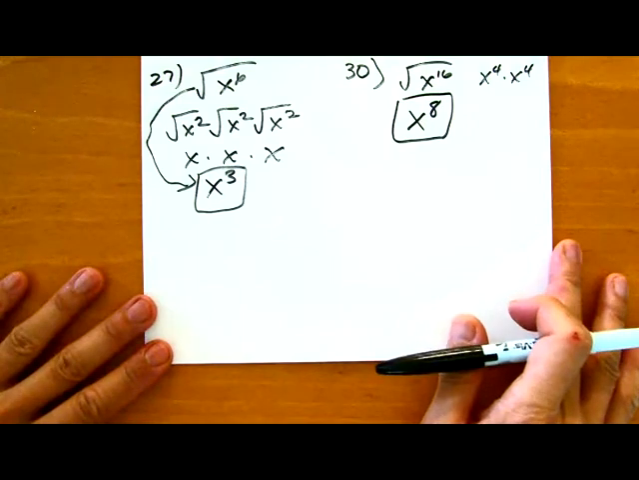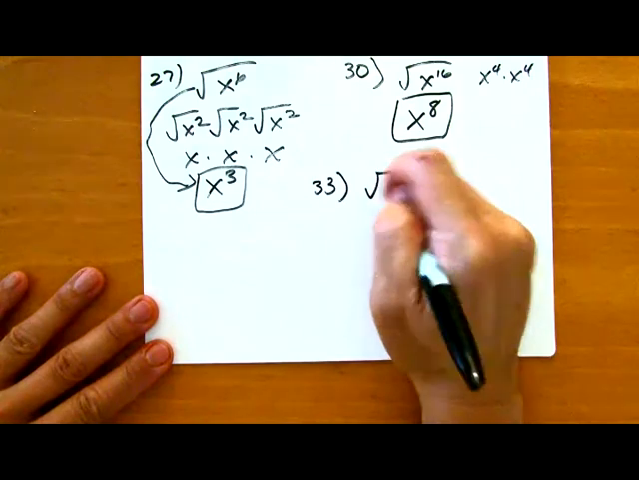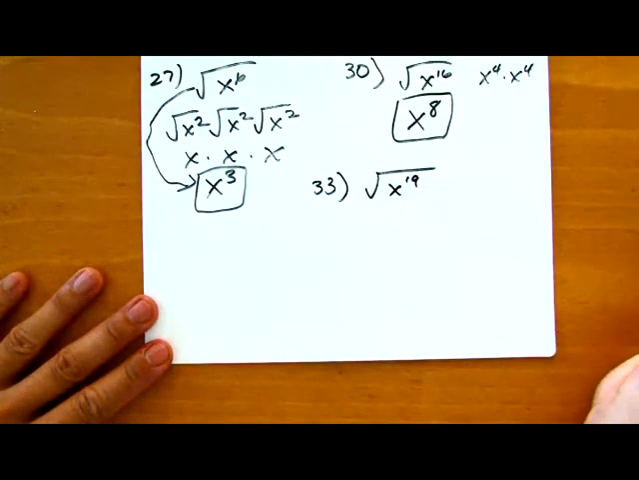Number 33. Square root, I'm going to use x. X to the 19th. We should split this up.